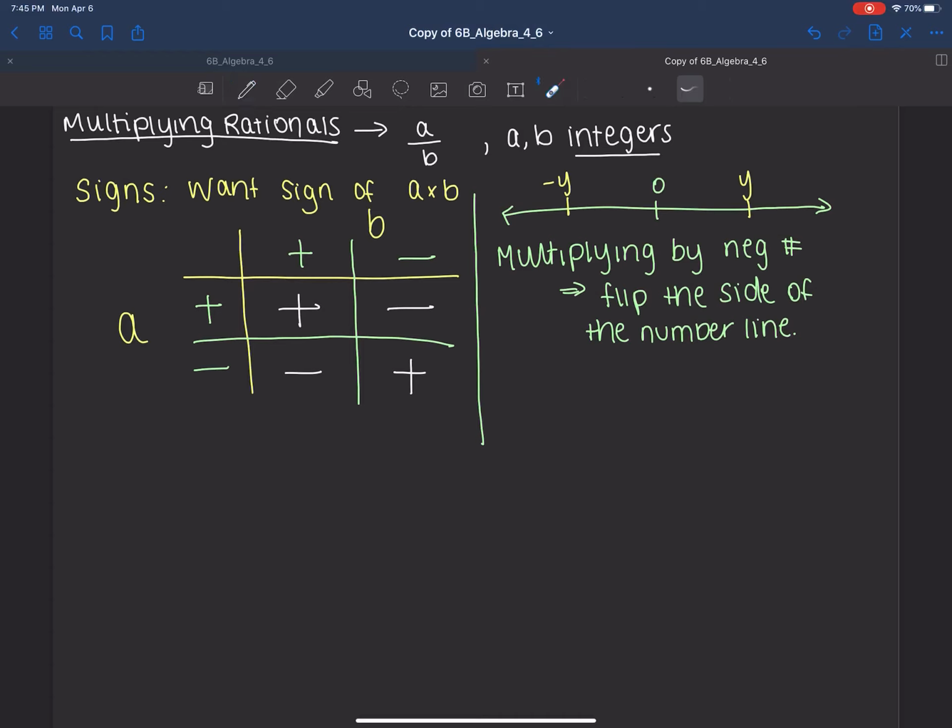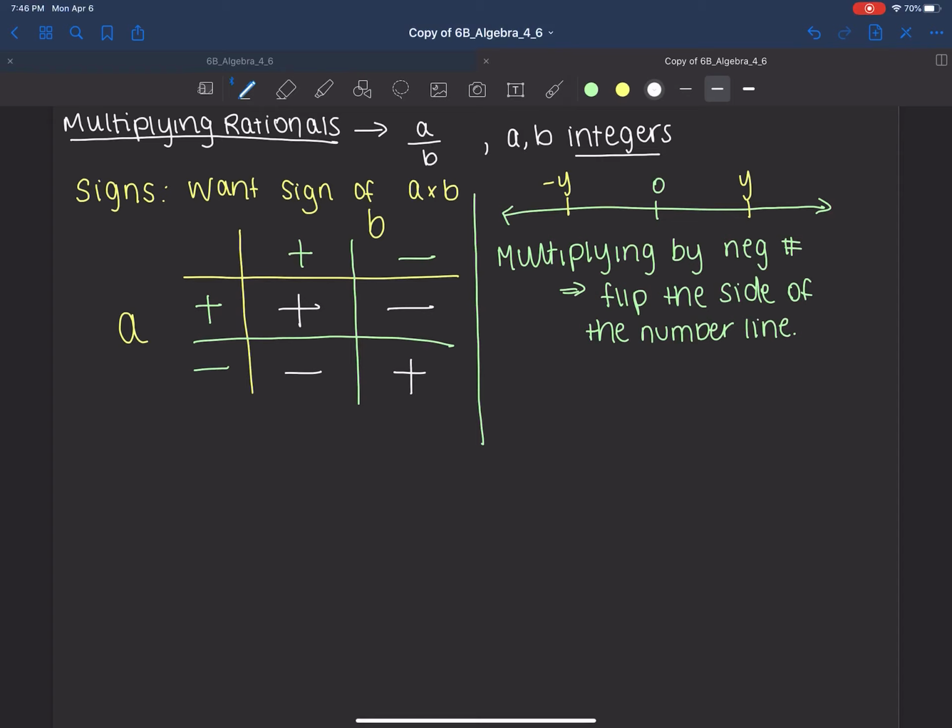So for instance, if we start with a positive number and multiply it with a negative number, we should get a negative number. We flip over to the other side. Similarly, if we start with a negative number and we multiply it to a negative number, we flip over to the positive side, which is why negative times negative ends up being positive. If we multiply by a positive number, we just maintain the same side. So if we have a negative number and multiply by a positive, we stay negative.